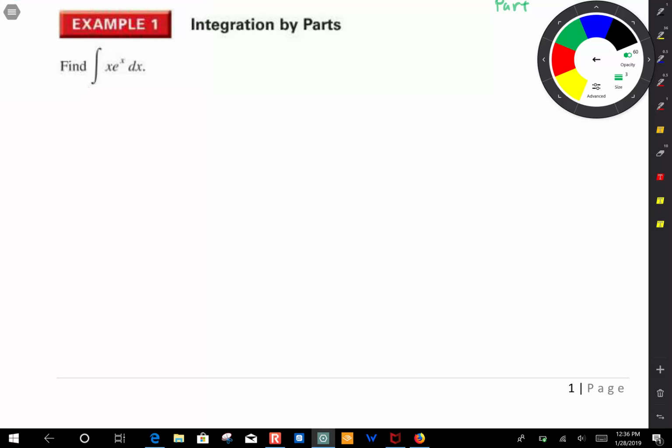All right, example one, integration by parts. Okay, so the first thing I'm going to show you is that mnemonic that I was talking about in the introduction. It's called L-I-A-T-E. Okay, so this is going to help me determine the u and the dv.